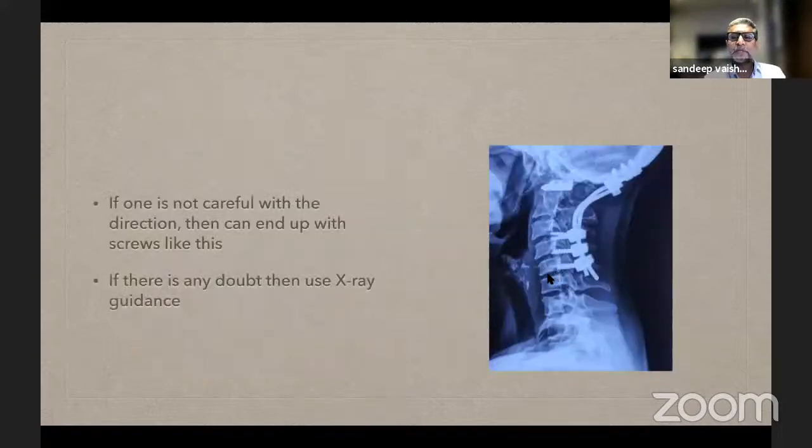Now, this is one patient I saw recently. He had come to me with neck pain and had been operated elsewhere. And now you can see the direction of the screws. So if there is any doubt, then you should use the X-ray for guidance, or the simplest guidance would be you put in a dissector in the joint space, and that direction should be the angle of your screws.